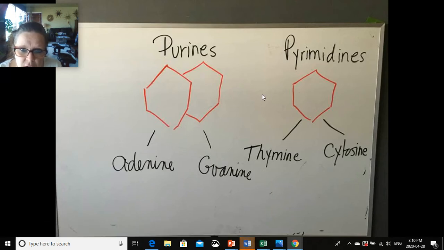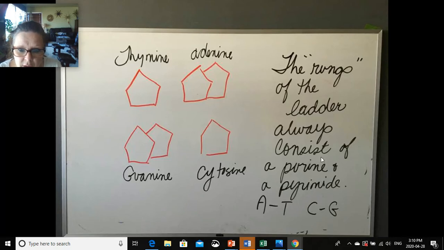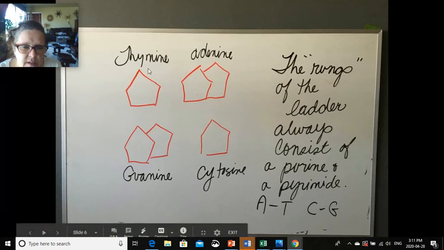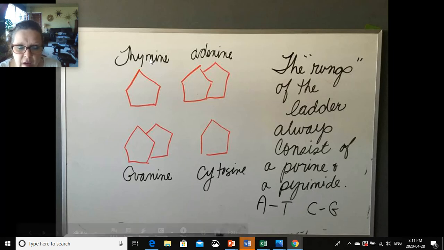So each rung on the DNA molecule is going to consist of a purine and a pyrimidine together. And they go together in a very specific way. So thymine always bonds to adenine, and guanine always bonds to cytosine. So you can see that on each rung of the DNA ladder, you are going to have a uniform set.